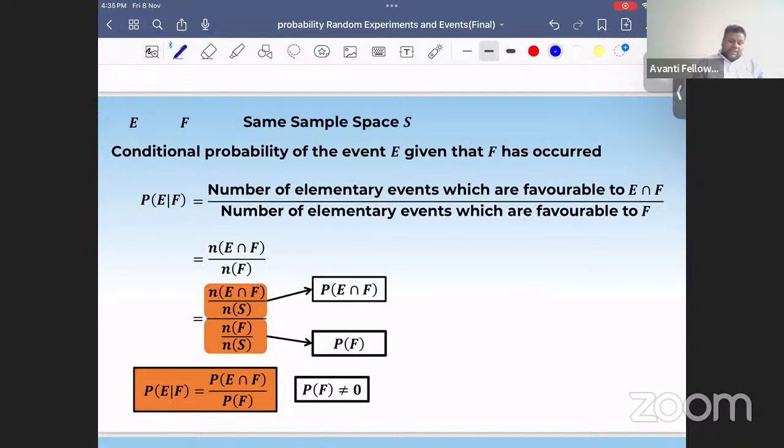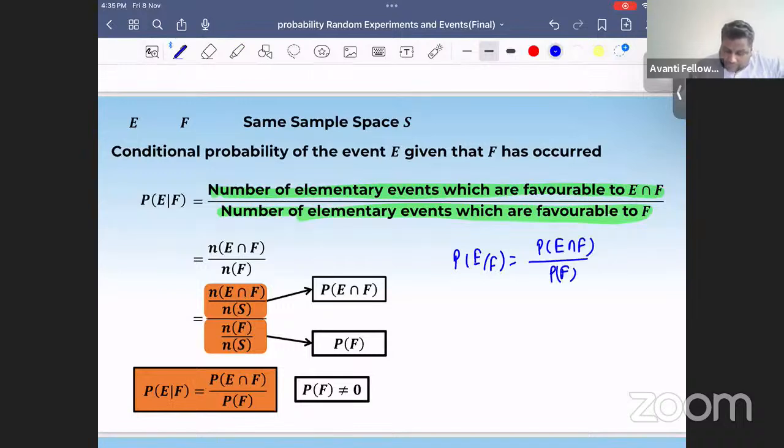So P(E|F) is the number of elementary events which are favorable to E intersection F upon the number of elementary events which are favorable to F. Got it? So P(E|F) is probability of E intersection F upon P(F). And P(F|E) is probability of E intersection F upon P(E). Am I clear?